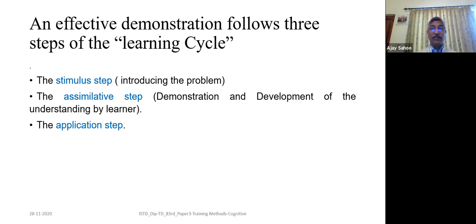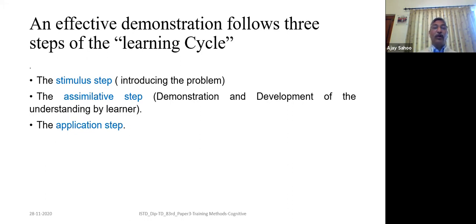Second is the assimilative step, where the demonstration happens. You observe, and sometimes you are also allowed to touch the demonstration object and manipulate it yourself. Like in a chemistry lab, you actually do it. You take some salts and mix them and put it in a beaker or a test tube, put it on a burner, and your salt is ready, right?